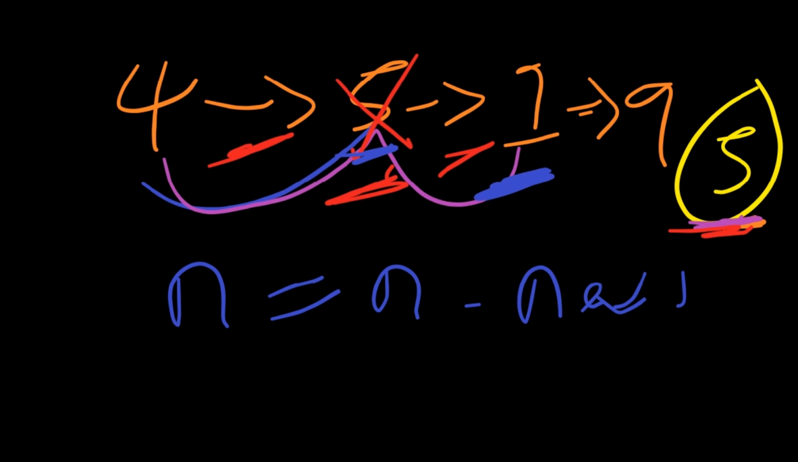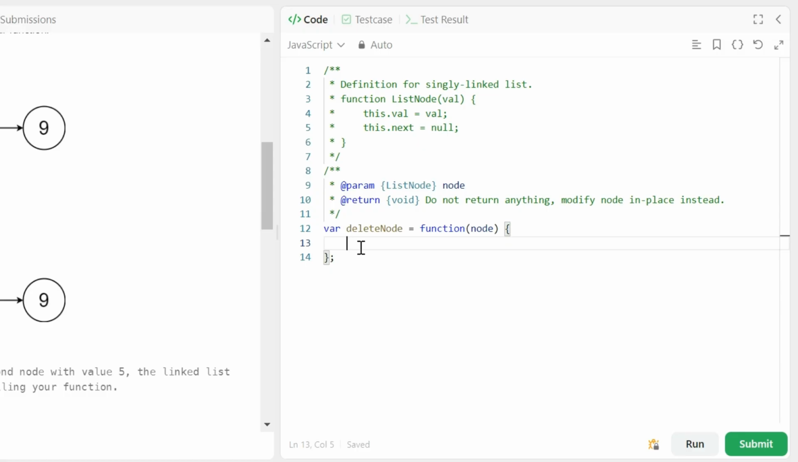Now let's jump right into the code and see what that looks like. So this is our playground and we're given the node that we want to remove. What we want to do is access the value property in node. As you can see, this is the structure for the linked list node.